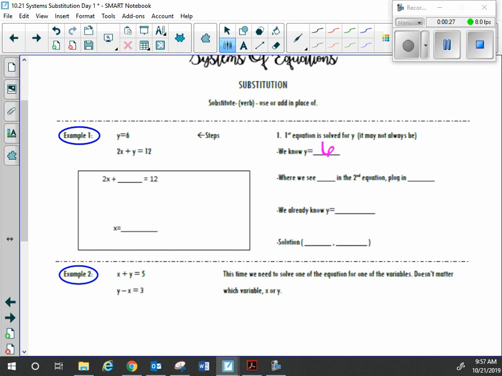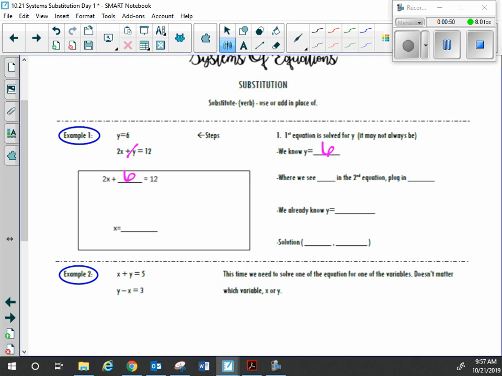So we're going to take that value of y and we're going to substitute it into the second equation. Where would I put 6 in my second equation? For y, right? You're substituting what you know for where it lies in the other equation. So it would be 2x plus 6 equals 12.